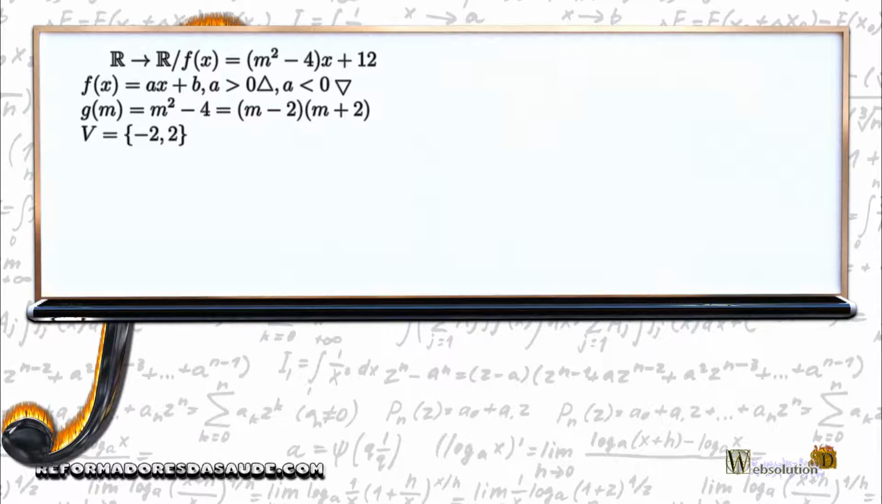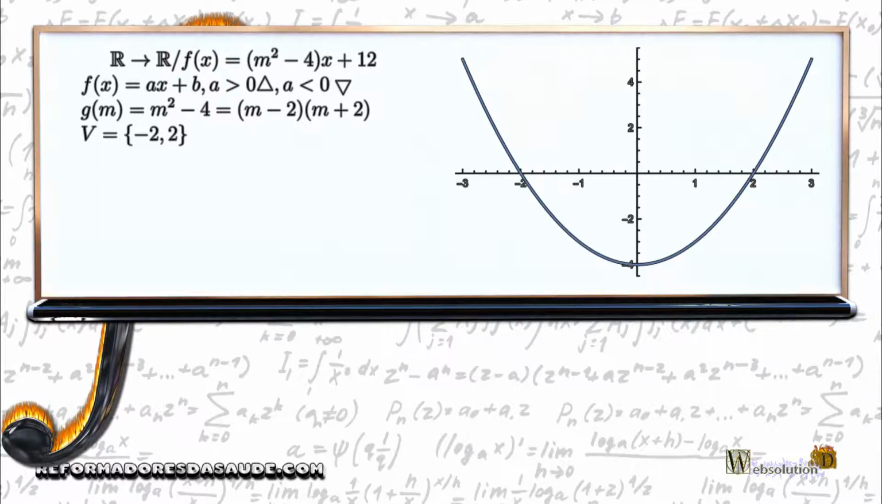Knowing the truth set roots of the equation equal to minus 2 and 2, when m is replaced by these values minus 2 and 2, the equation m squared minus 4 has its value equal to 0. Thus, by substituting m, we confirm the root values of the equation.